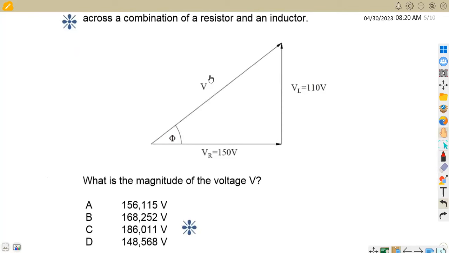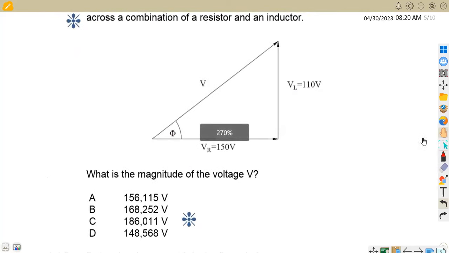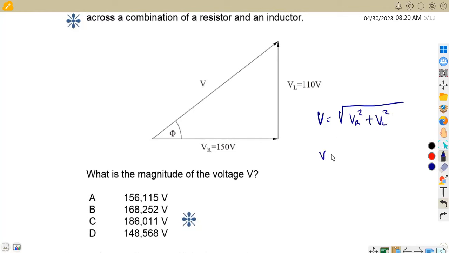That is the V, which is the resultant voltage in this case from VL and VR. What is the magnitude of voltage V? So the magnitude is the resultant of the two, where we know that V is equal to the square root of VR squared plus VL squared. So our V is going to be the square root of VR, which is 150 squared plus 110 squared. So this is going to give us a value of 186.